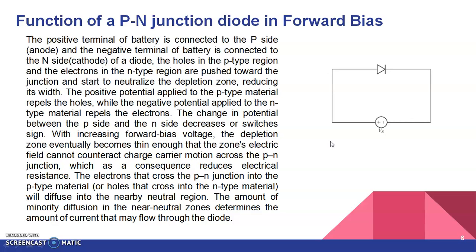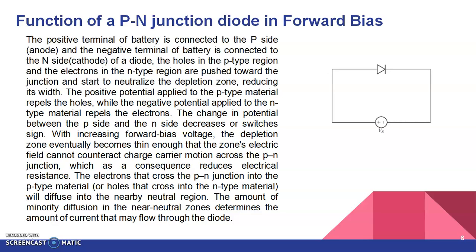Before we do the experiment, we should know the function of the PN junction diode. See, this is the forward bias characteristics. In forward bias, the positive of the source voltage is connected to the positive and negative is connected to the negative. The positive terminal of the battery is connected to the P side, that is the anode. The negative terminal of the battery is connected to the N side of the diode, the cathode. The holes in the P-type region and the electrons in the N-type region are pushed towards the junction and start to neutralize the depletion zone.